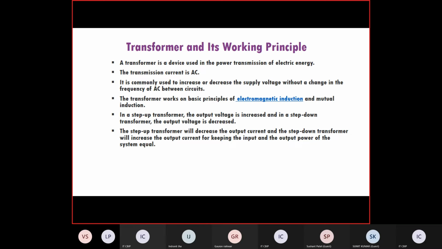The linkage of a common flux to both the windings induces an electromotive force, and whenever there is a closed circuit involving that particular winding, there is a flow of current and flow of power. In a step-up transformer, output voltage is increased, and in a step-down transformer, output voltage is decreased. This is a basic definition. A step-up transformer will decrease the output current, and the step-down transformer will increase the output current for keeping input and output power of the system equal.